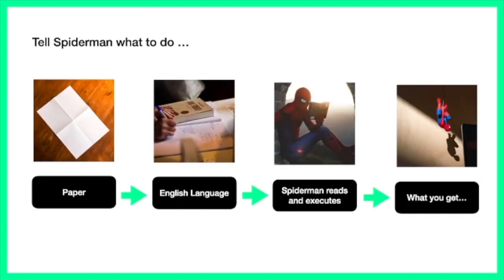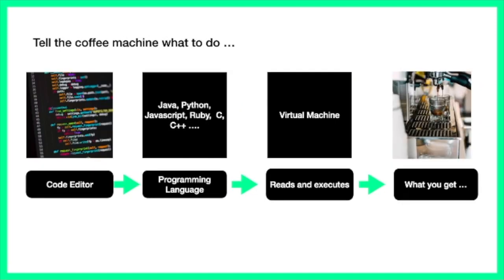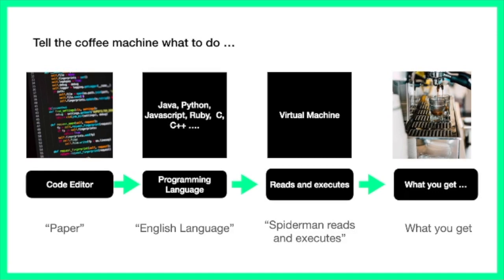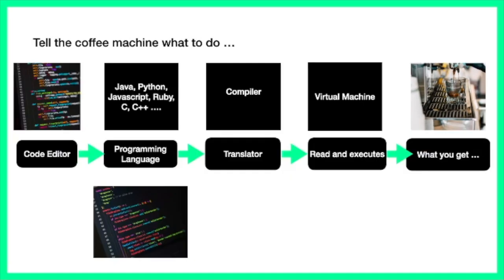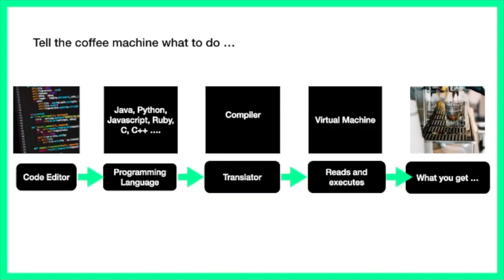So far, we have seen how to give instructions to Spider-Man and also how to give instructions to the coffee machine. You can also see how similar both processes are. For example, code editors are similar to paper, and programming language is similar to English. However, telling the coffee machine to do something for us requires one more step, which is to translate the code in programming language into binary code using the compilers. Yes, that is the general idea of a coding process.